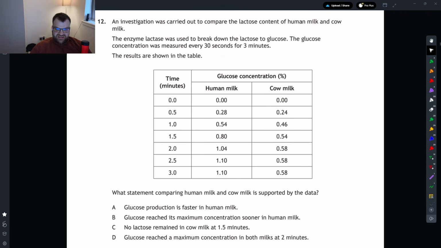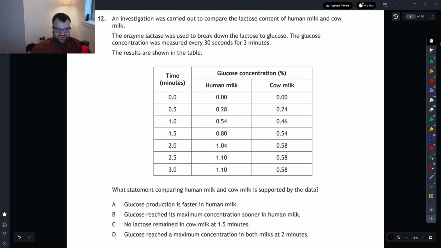Right, next. Compare these data sets. What is supported by the data? Okay, so lactose used to break it down, timed over time. Glucose production is faster in human milk. Well, if we take every point going down it, we have started at the same level and we're getting more of the glucose comparatively in the human versus the cow milk. That sounds good to me.